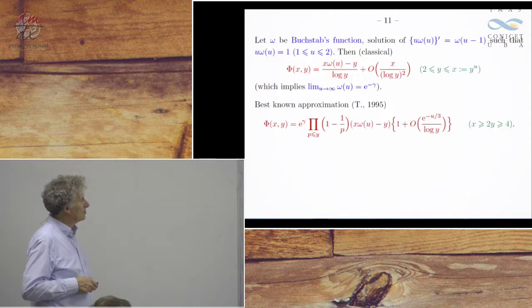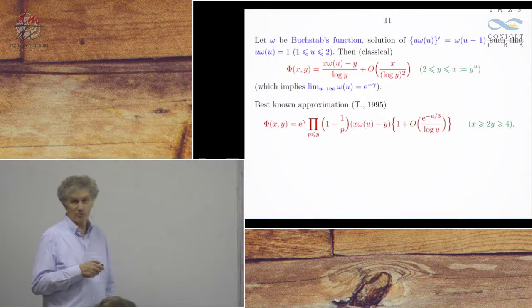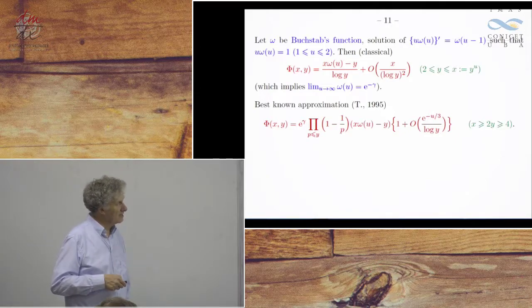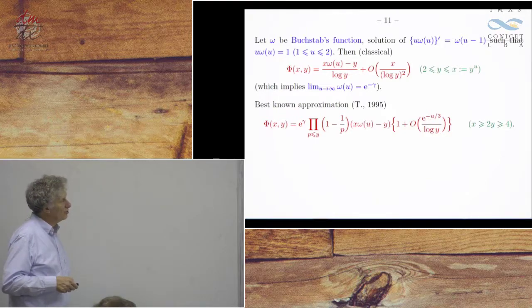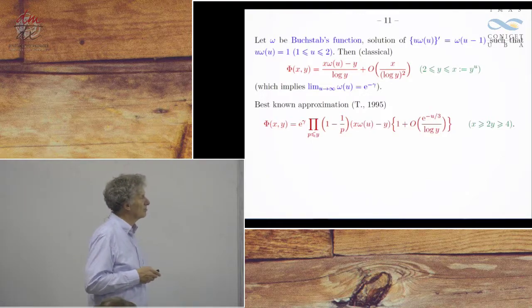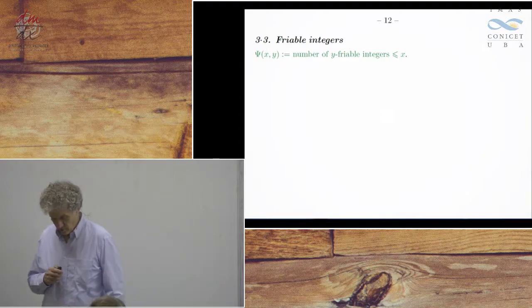So the best known approximation is this, which is a blend of the probabilistic approximation and the analytic approximation. So here, if u gets large, omega(u) is close to e to the minus gamma, and you recover the probabilistic approximation. But if u is not so large or is finite, then you recover this approximation. And this holds essentially everywhere. And note that the error term here is in factor, so it is always a good approximation. Now, this essentially settles the case of shifted integers.